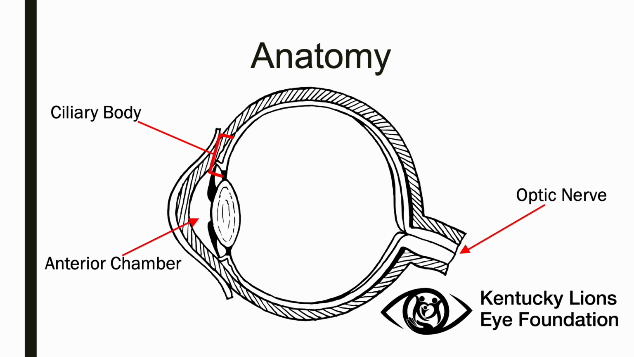In glaucoma, this system of drainage is disrupted. That causes the IOP to rise with aqueous fluid not draining properly, causing the optic nerve to be compressed or damaged.